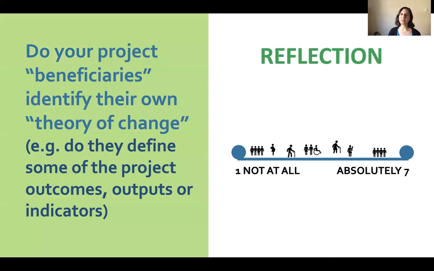My next question is about your current practice. Do your project beneficiaries or target populations currently identify their own theory of change? That is, some of the project outcomes, outputs, or indicators. Again, on a scale of 1 to 7. Yeah, what's your current practice?